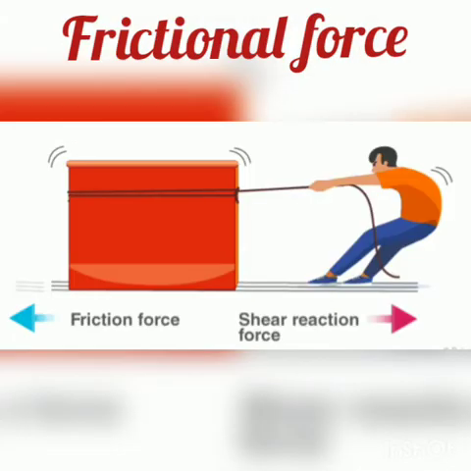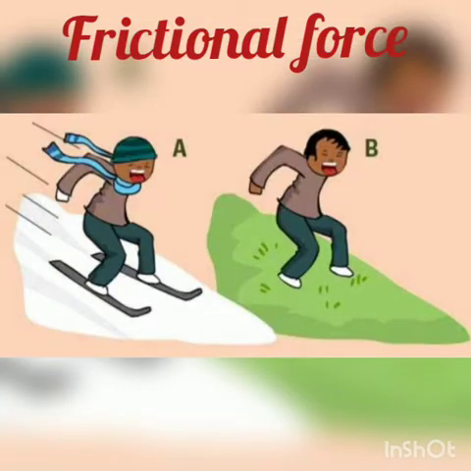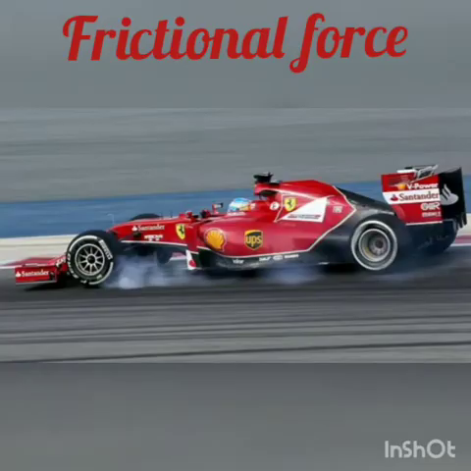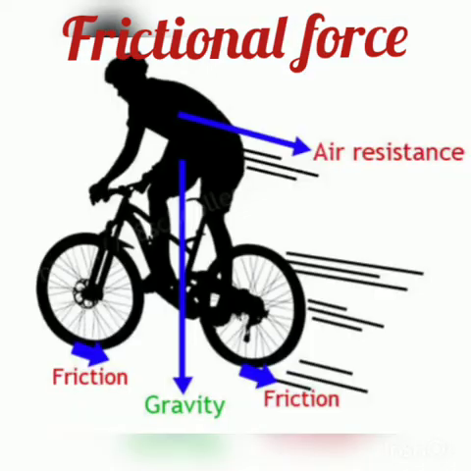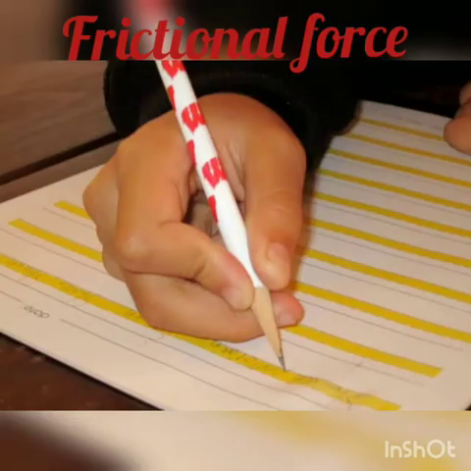Frictional force. It is a force that acts between two objects that are in contact with each other. It slows down or stops the movement between two surfaces that are touching each other. Uses of friction. The friction between the tires of a car and bicycle helps the vehicle to get a grip on the road. Friction between the sole of our feet and the ground prevents slipping while walking. Writing with a pencil requires friction.